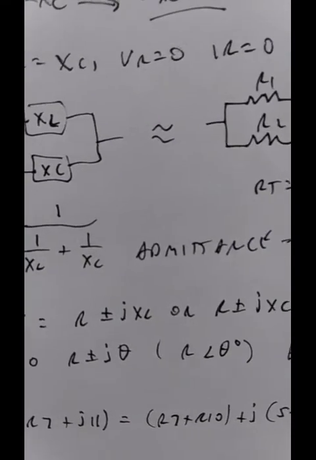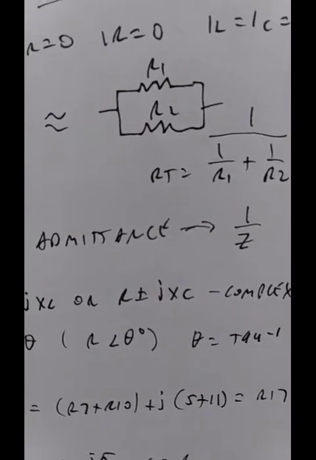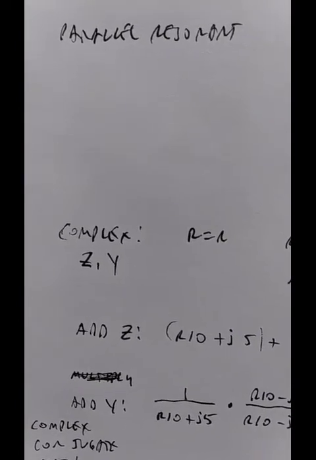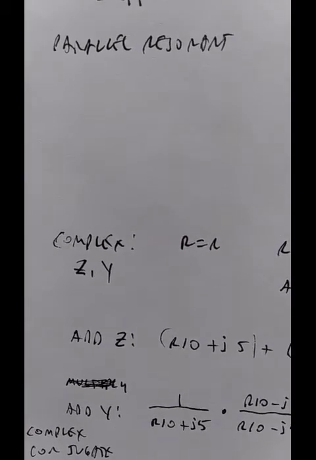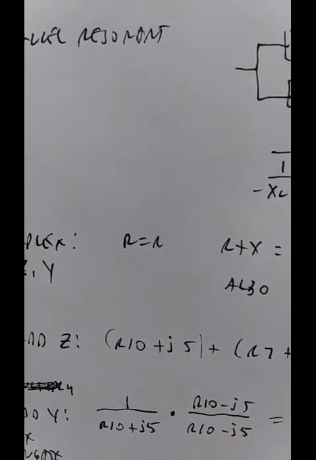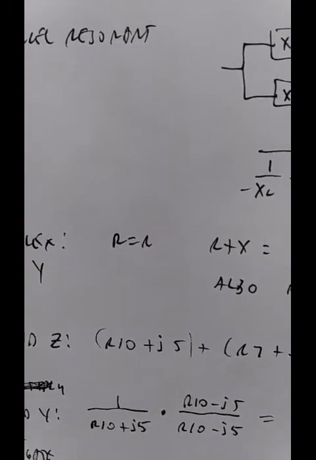In a parallel form, that's called admittance, which is the reciprocal of Z impedance. In the complex world, there's Z for impedance, Y for admittance. R is R. In the world of impedance, in admittance, it becomes G, or conductance. It's 1 over R.